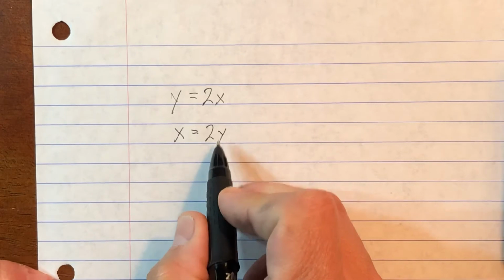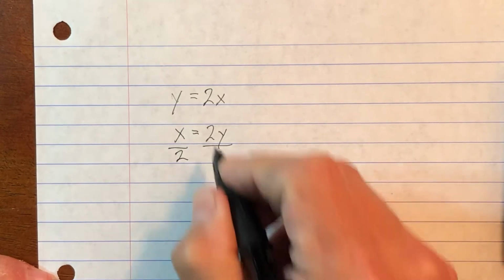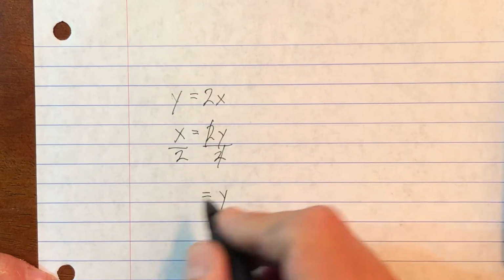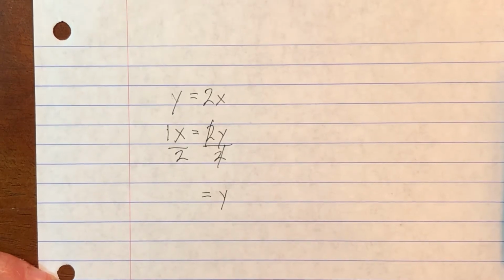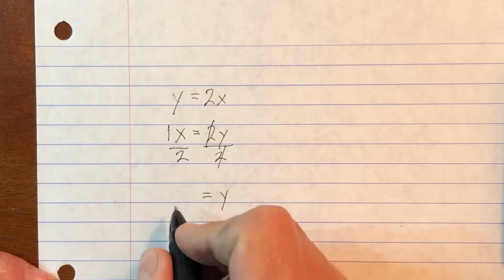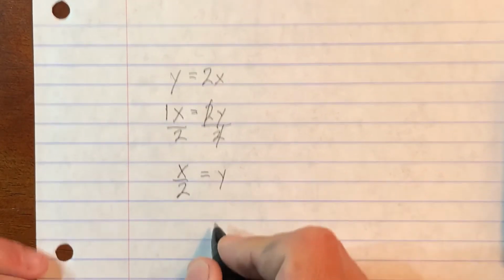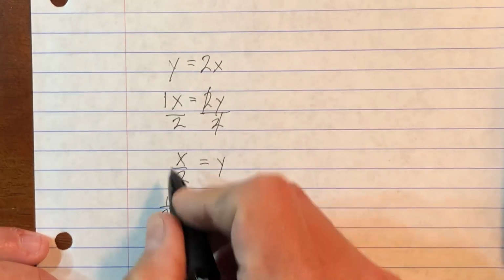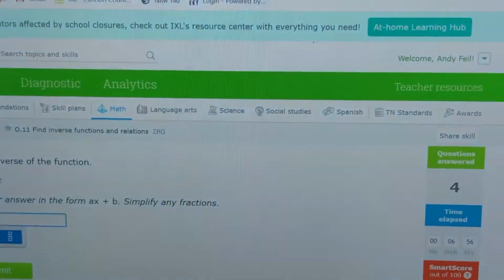The only thing keeping y from being all by itself here is this 2. So I could divide both sides by 2. These 2's would cancel out, and I get y equals x over 2. There's a 1 in front of that x because they're asking us to write this in the form ax plus b. You could either write it as x over 2, but you could also write this as 1/2 x because there would be an invisible 1 in front of there. So 1/2 x or x over 2, it probably is going to say either answer is correct.